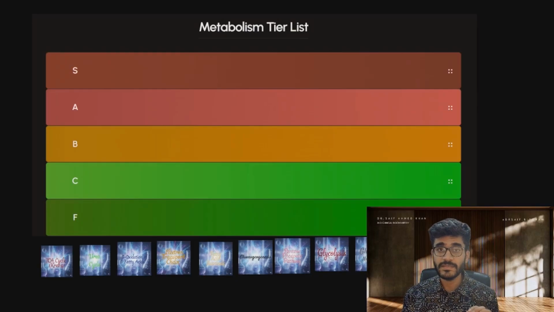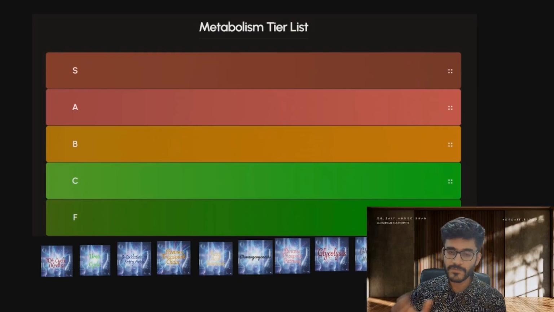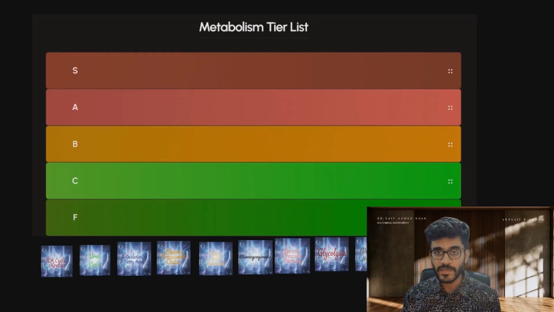And the last one is irreplaceability of function. This will tell us how necessary it is, and without it, there is no other pathway that can fulfill that necessity. If some pathway has that, it will definitely be higher ranked.